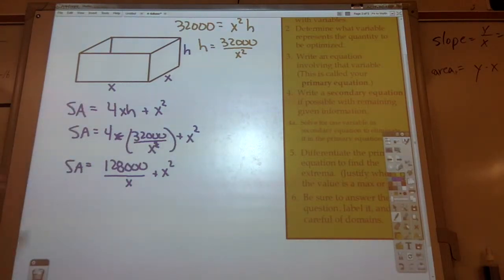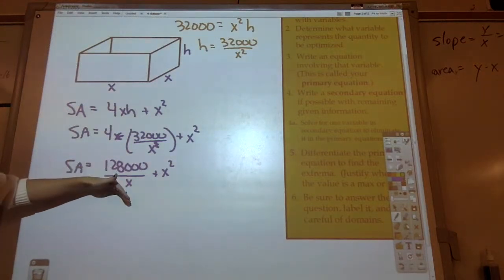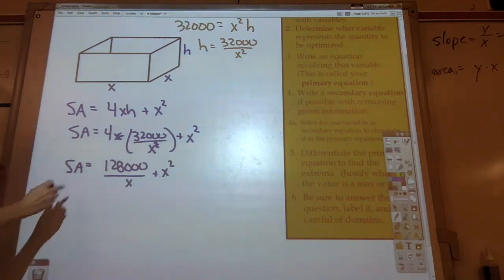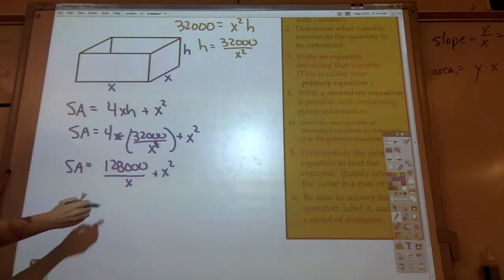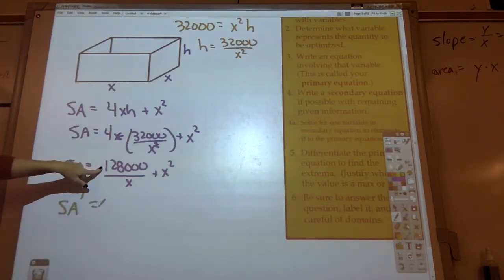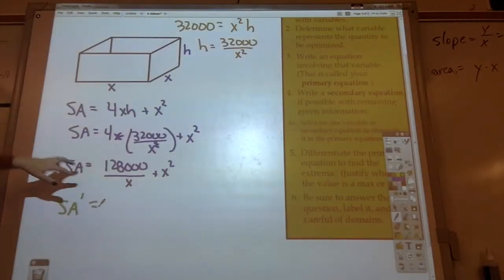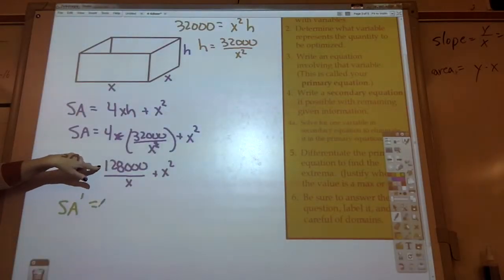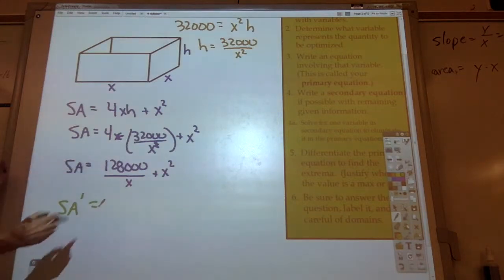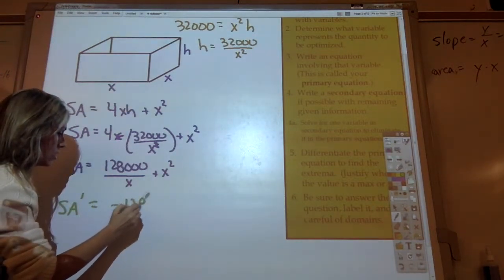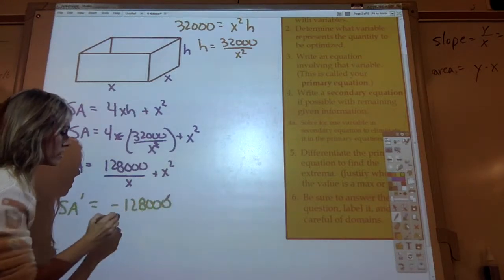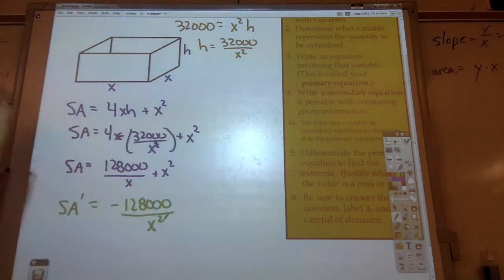You just want to know what's the derivative of surface area with respect to the side length, x. So we're not differentiating with respect to time, so we're just going to say SA prime and take the derivative with respect to x. So think of this as 128,000 x to the negative first, right? So what's the derivative of 128,000 x to the negative first? Negative 128,000 x to the negative second, I heard somebody say, so yes, Logan's good.